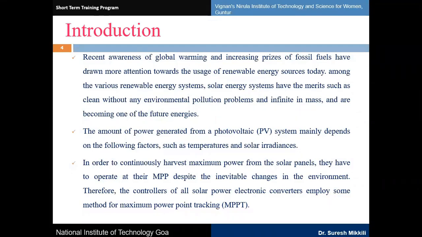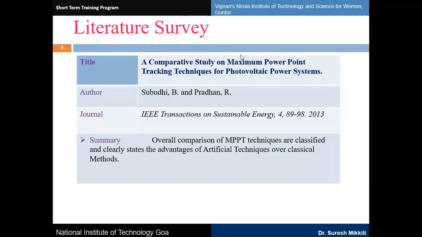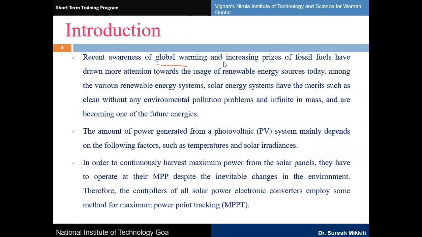As I said yesterday, due to awareness of global warming and increasing prices of fossil fuels, solar PV systems and grid connected PV systems have attracted more attention. The amount of power generated from the PV system mainly depends upon factors such as temperature and solar irradiance. To continuously harvest the maximum power from the PV panels, we need to operate them at the MPP, the maximum power point. Under uniform irradiance conditions it will operate at the maximum power point.